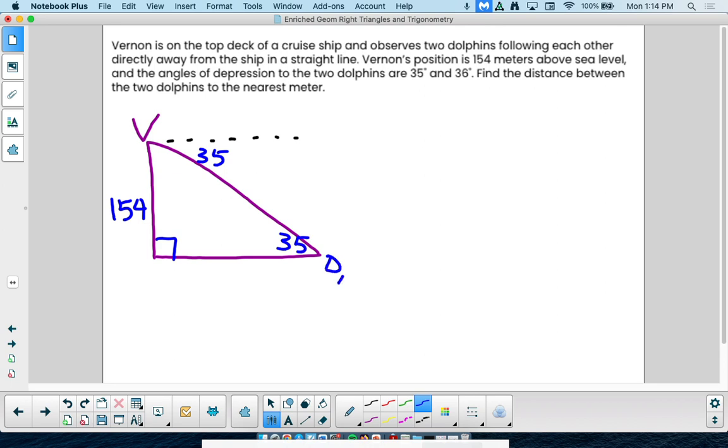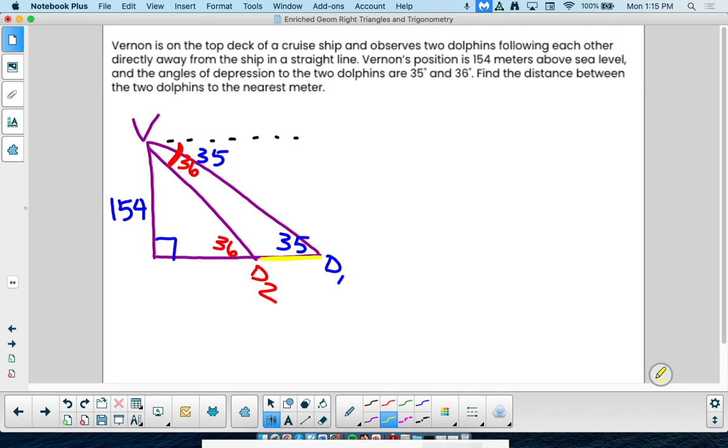So I'm going to do D1 for dolphin 1. Then he looks down a little bit further at an angle of 36 degrees. So now where is that going to be in our triangle? Right here, right? This would be alternate interior to this guy. So that's to the second dolphin. And now our goal is we want to figure out how far away these two are. That's our goal. That distance right there.